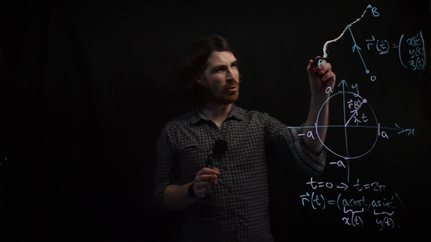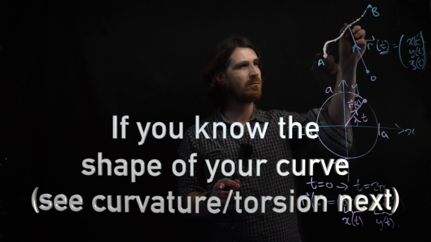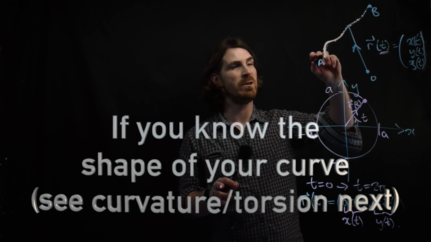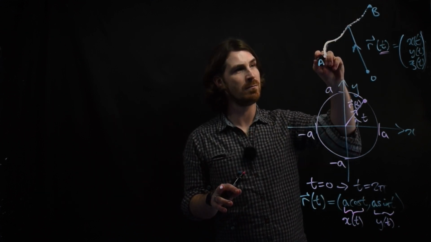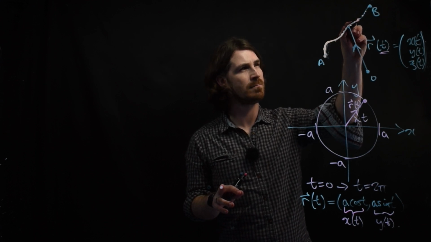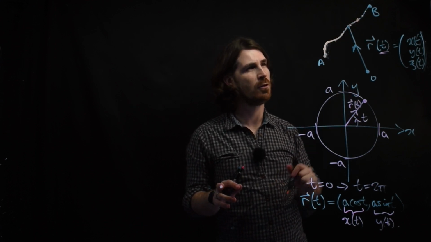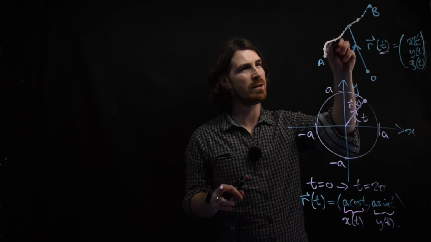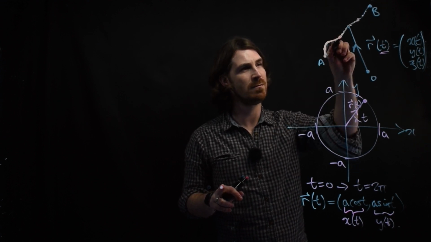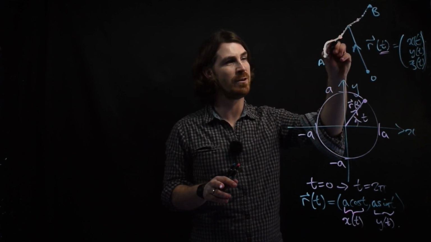So if you start at point A and you know the shape of your curve, and you say my point is 10 meters away, well, that's this point here. Or my point is 5 meters away, well, that's this point here. And it's unique. No other point is 5 meters away from A.